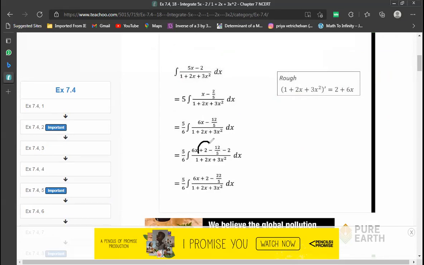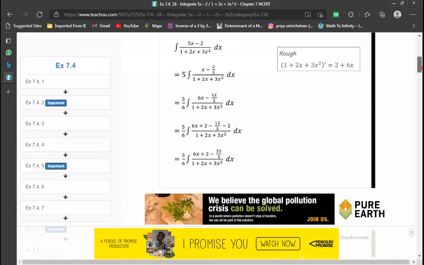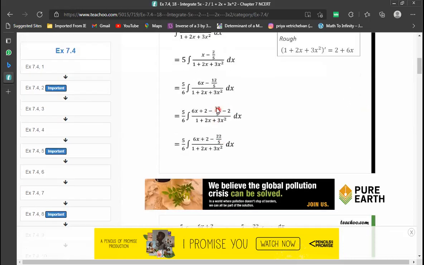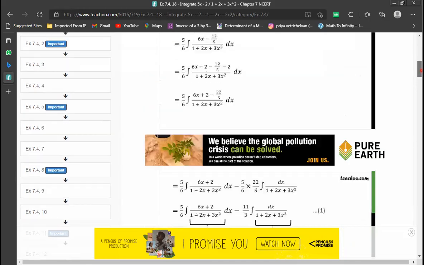And they're adding and subtracting 2 in the numerator again. Because when you differentiate 2x, you'll be getting the result as 2. For that purpose. So now they are simplifying this negative 12 upon 5 and negative 2, which turned into negative 22 upon 5. So they are taking this as one fraction, and this is another fraction.